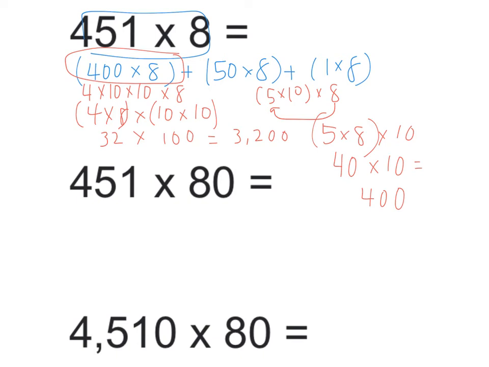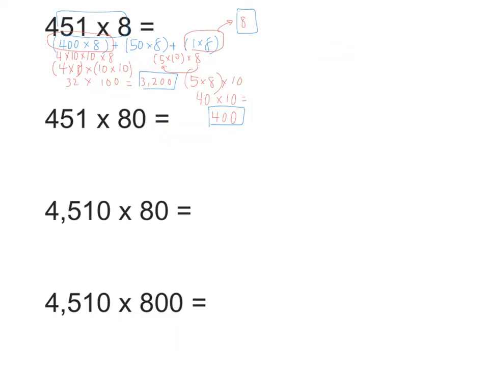Okay, finally I have 1 times 8. Can I just do that in my head? Yes. That's 8, right? So now all I need to do is add up these parts. 3,200 plus 400 plus 8. And that will get me my final answer to find out what 451 times 8 is. So go ahead and add that up and tell me what my final answer should be. Junbok? 3,608. Okay, so by using the distributive property, I can find that my final answer, my final product, is 3,608.